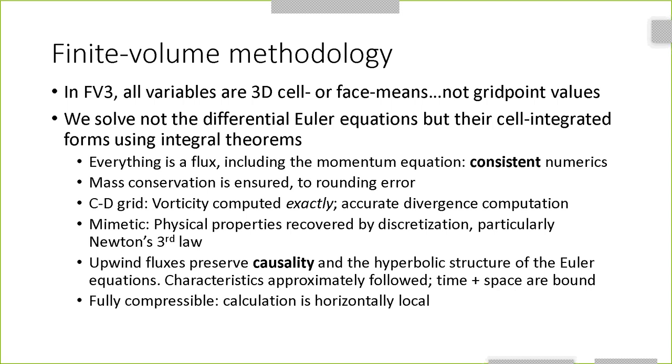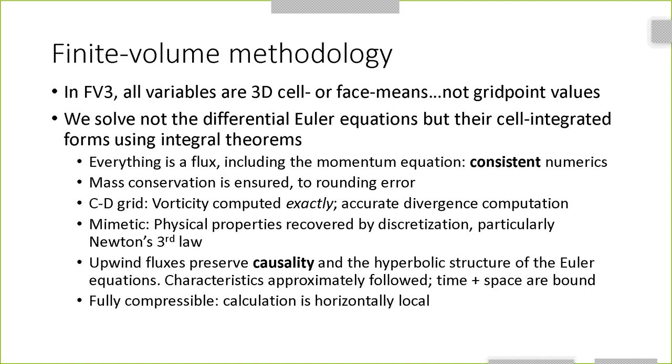Everything in a flux, we can use the same algorithm to solve for those fluxes in every context. Which allows things to be very consistent, allows things to flow together naturally. One of the more practical advantages of the finite volume method is that mass conservation is ensured down to rounding error. When you're computing the flux out of one grid cell, you know what goes into the next grid cell.